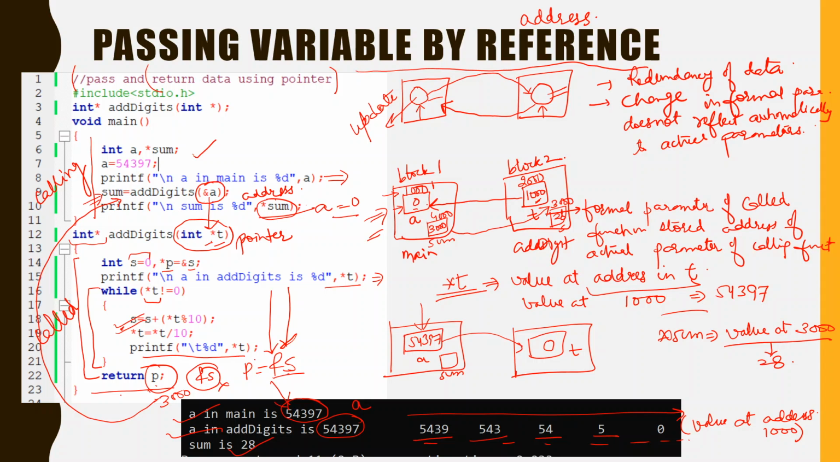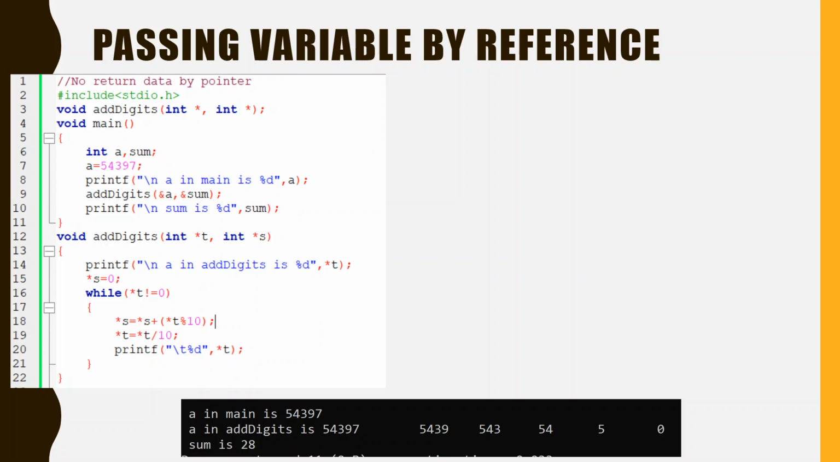Fine. So the difference in this program is that we will pass the address of the input and output variable. Here you can see two variables have been created, that is a, and this is the sum variable. Now suppose a has address 1000, sum has address 2000, and the value of a is 54397, and there is no value assigned to sum right now.